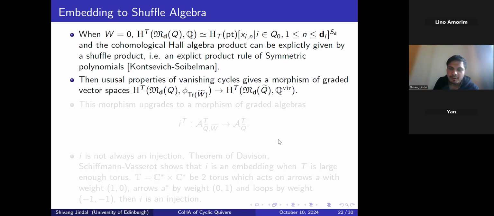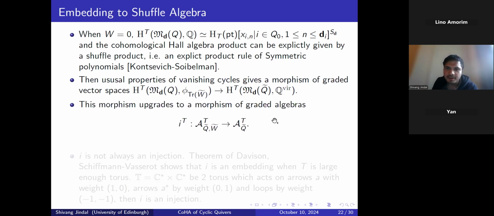So you can construct a natural map where you start with the T-equivariant cohomology of this type with coefficients in vanishing cycles, and define a map to the T-equivariant cohomology of this type with coefficients in Q. If you take the direct sum over all dimension vectors, then we get a morphism of graded algebras, which goes from the T-equivariant cohomological algebra of the triple quiver with triple potential to the T-equivariant cohomology of the triple quiver. So here the product is very explicitly known.